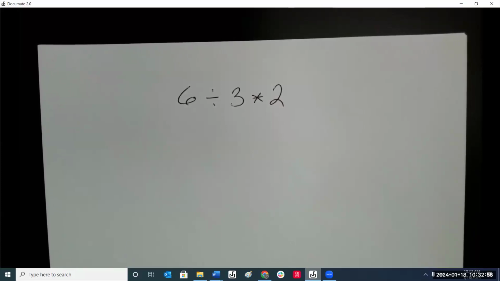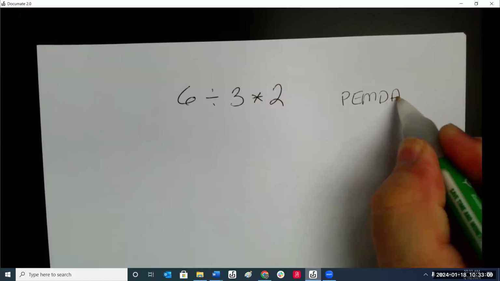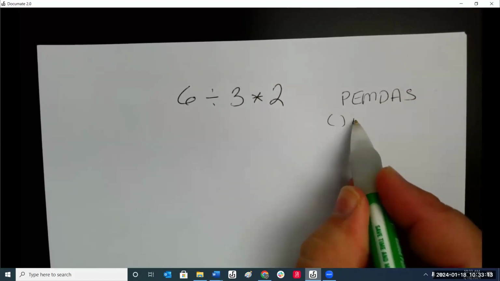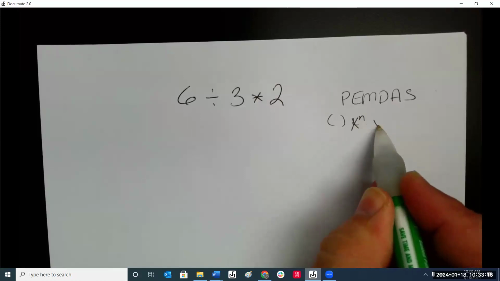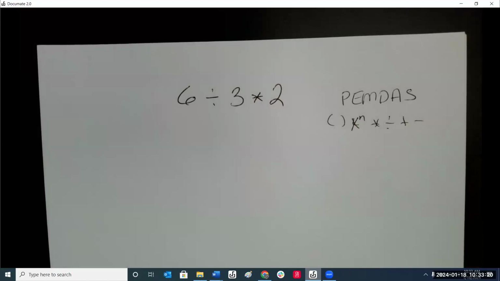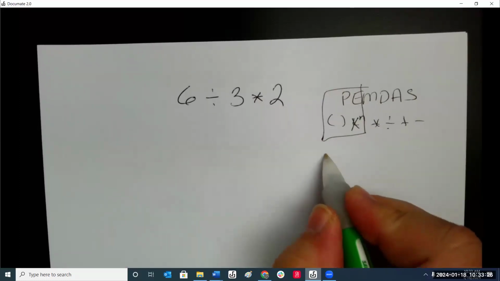In my class, in all my classes, I never use PEMDAS. And I cringe when I hear that. Because PEMDAS is an acronym that says parentheses, exponents, multiplication, division, addition, subtraction. In that order. But first off, what about the square roots?